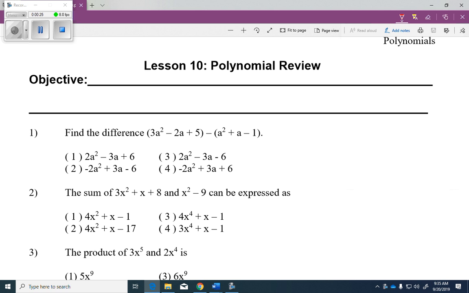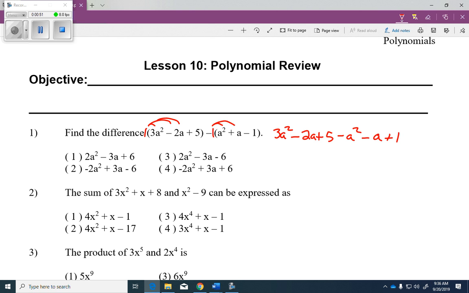Number one, you have to be careful since it's a difference. Remember, this one gets distributed, and here it's a negative one that's getting distributed. So the problem we're answering is really 3a squared minus 2a plus 5 minus 1a squared minus 1a plus 1.